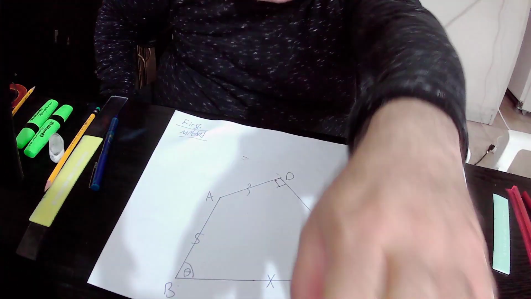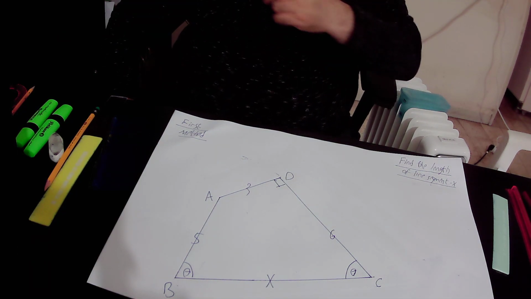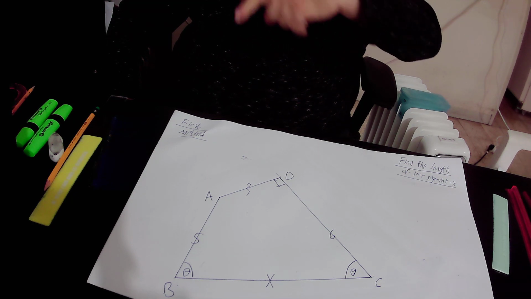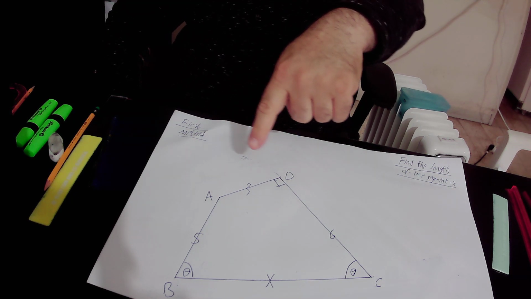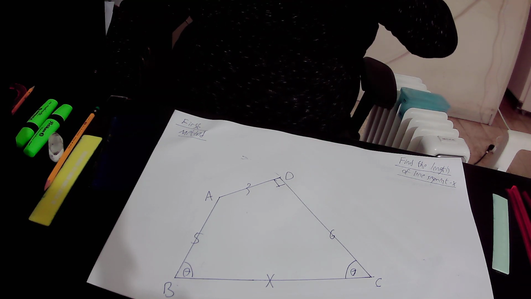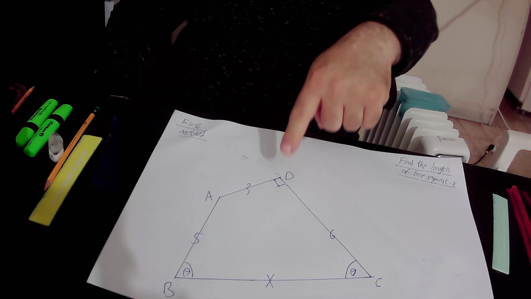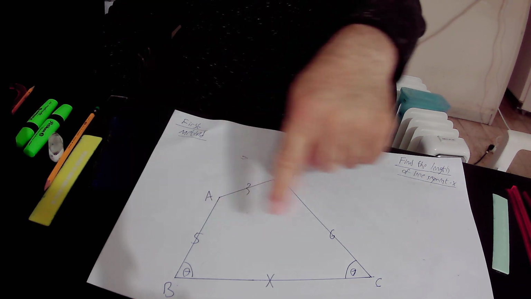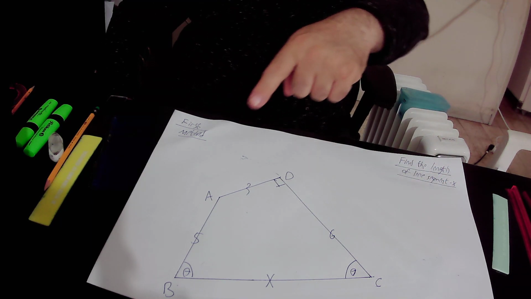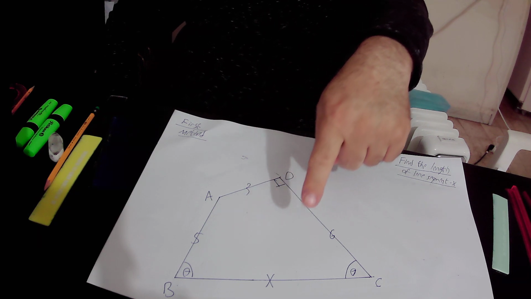Hello, in this lecture we'll find out the length of line segment X using two different methods. In the drawing we have quadrilateral ABCD. We know that side AB equals 5 units, side AD equals 3 units, side DC equals 6 units, angle ADC equals 90 degrees, angle ABC equals angle DCB equals theta, and we want to find out the length of side BC, which equals x.